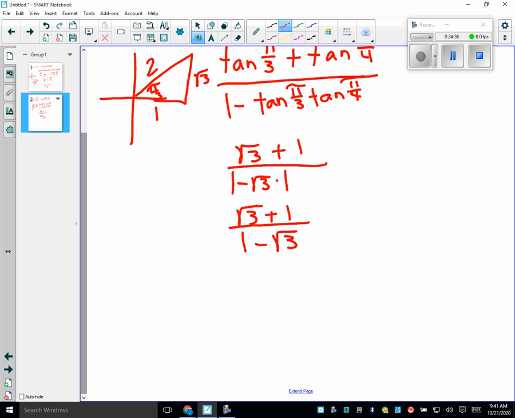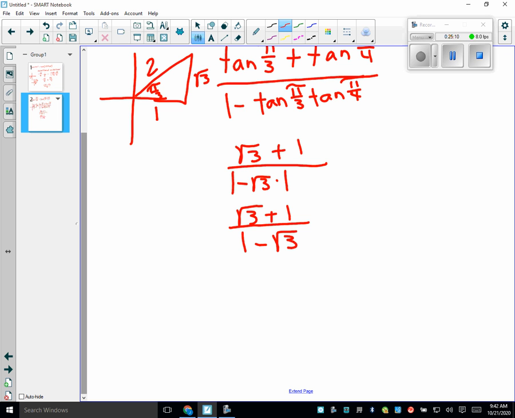Can we leave a radical in the denominator? No. I see what she did there. I said multiply. But wait, there's more. So you're going to end up distributing radical 3 into 1, too. So it's going to be radical 3 minus 3. Is the answer negative 4? Final answer, negative 4? Why would it be negative?